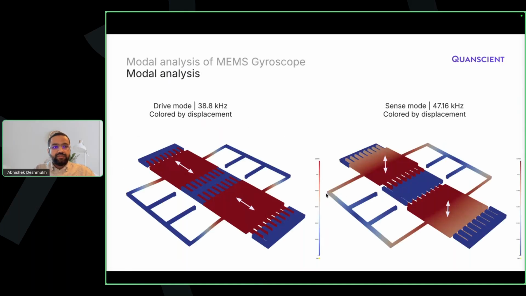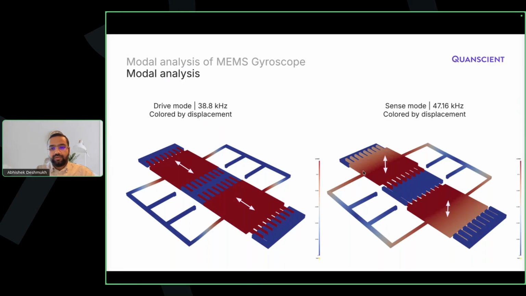Okay, so let's look at some results. These are the two modes that I've found in the modal analysis. These are not the only modes, but I'm showing the two modes that we are interested in. One of them, shown on the left, is the drive mode with frequency about 38 or 39 kilohertz. This is the in-plane mode, or actuating mode, which is actuated by these electrostatic combs. And on the right side is shown the sense mode, which is the out-of-plane motion.